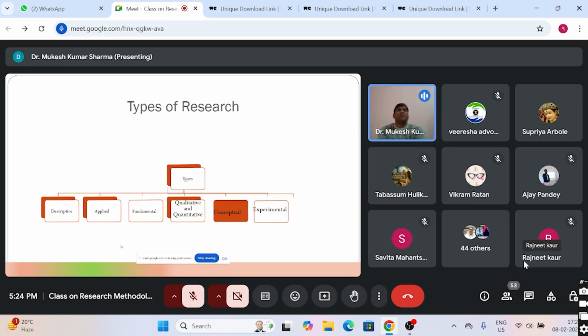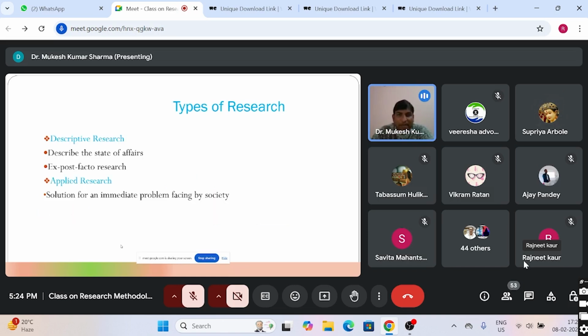Please focus on the types of research because it is actually a requirement. People will ask you this question. My dear friends, you are pursuing a PhD. Tell me, what is your type of research? It is descriptive, applied, fundamental, qualitative or quantitative, conceptual, empirical, experimental. It depends on which type of research you apply. Now let's discuss them one by one.